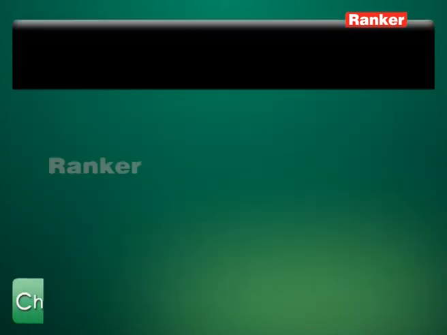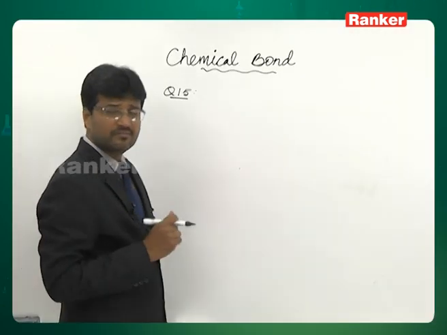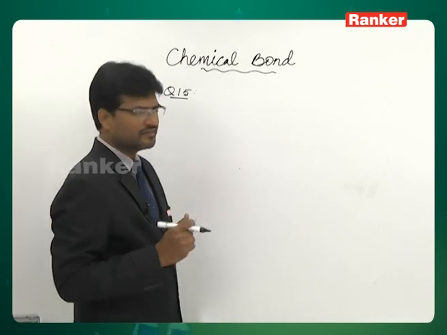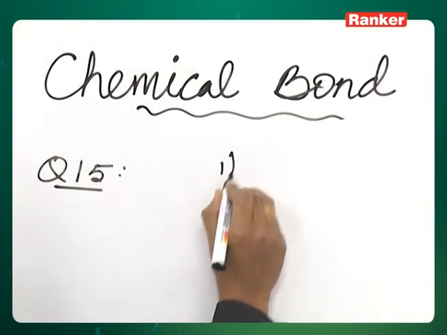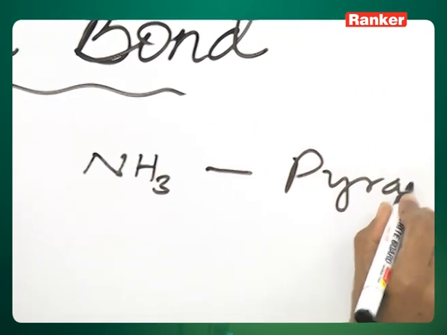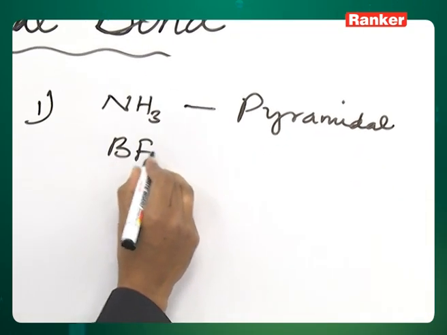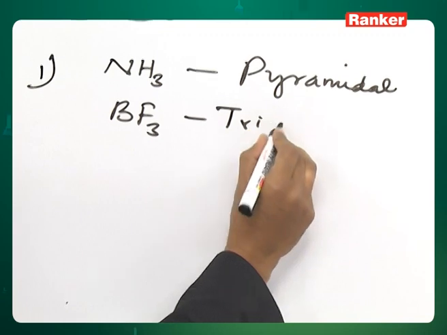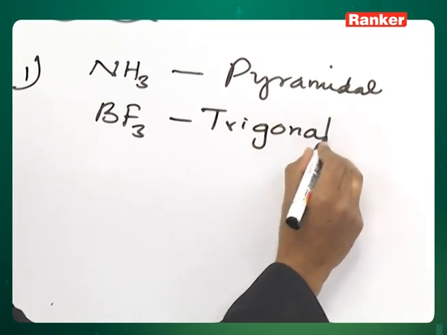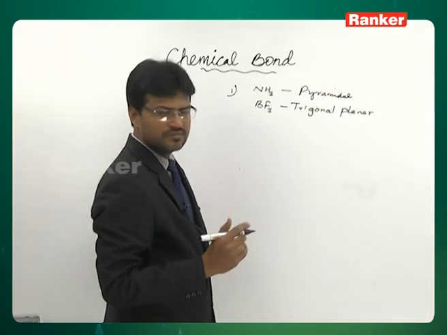Question number 15. In which one of the following pairs of molecules the two species have identical shape but differ in hybridization? Shape is identical but hybridizations are different. Let's see. First option, ammonia is pyramidal and BF3 is trigonal planar. So shapes are different. So this answer is ruled out.